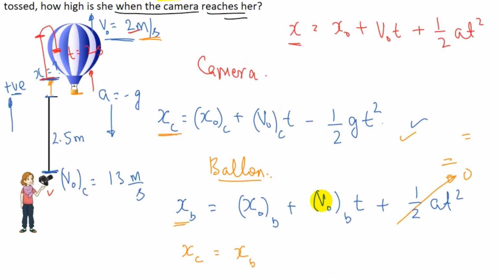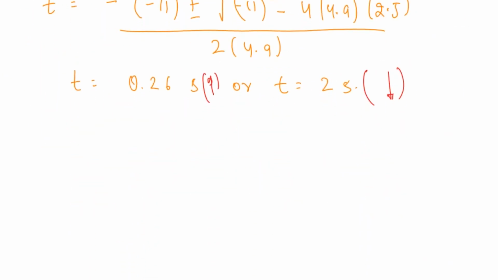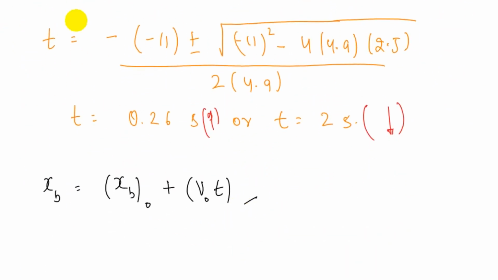So this distance we need to calculate. For that we can use this equation for the balloon. Let me write the equation again. This is xb equals xb naught plus v naught t. The half a t² term no need to write, because the acceleration for the balloon is 0. So we can use this equation.